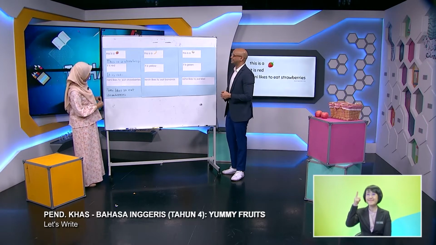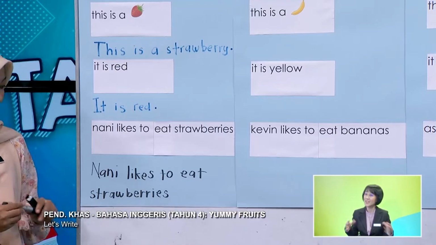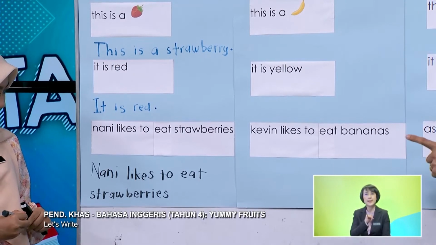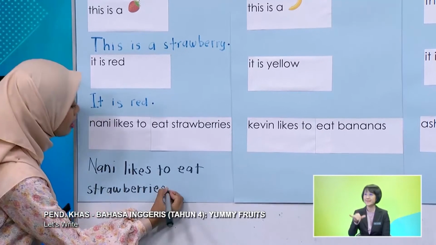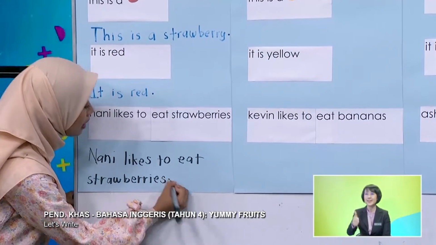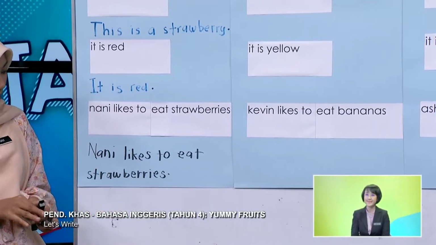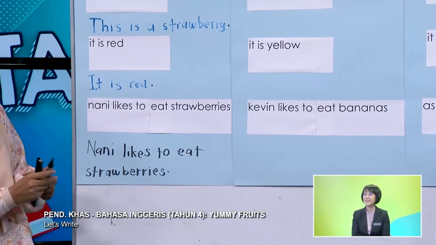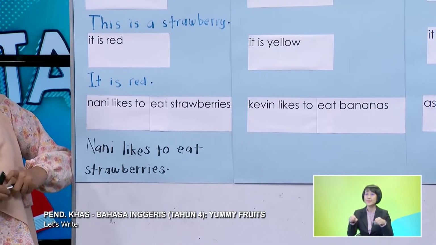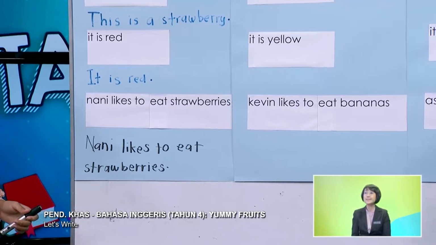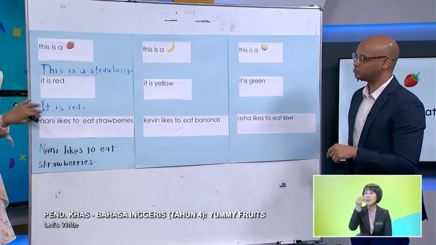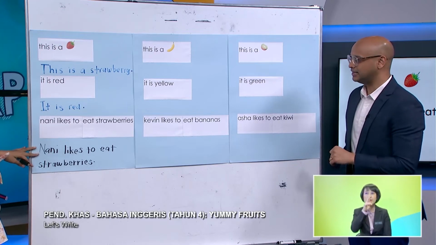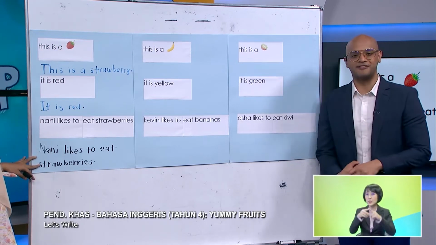All right. Are we done here? I think we still need a full stop at the end of the sentence. Good job. Full stop at the end of the sentence. Can you read once more for me? Okay, I will read again. This is a strawberry. It is red. Nani likes to eat strawberries.